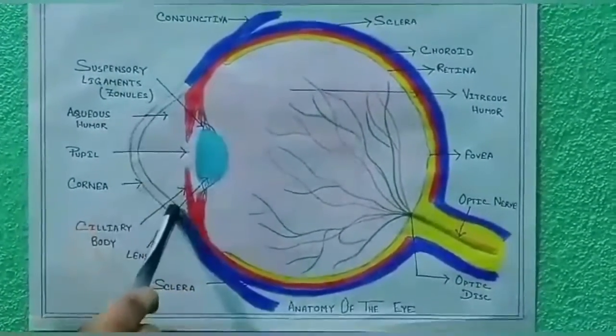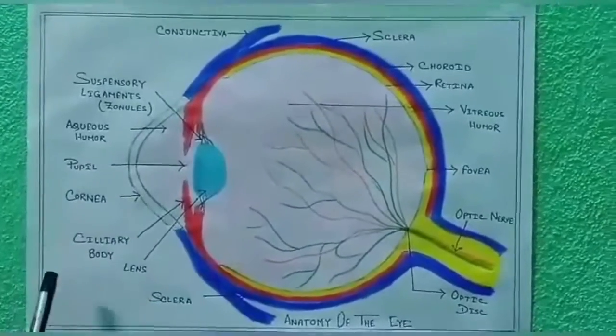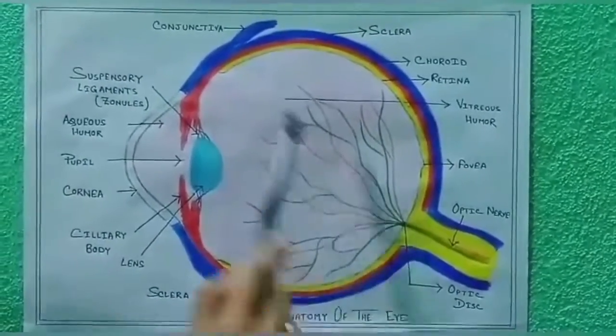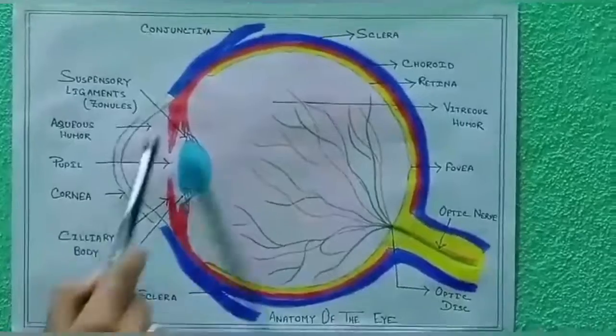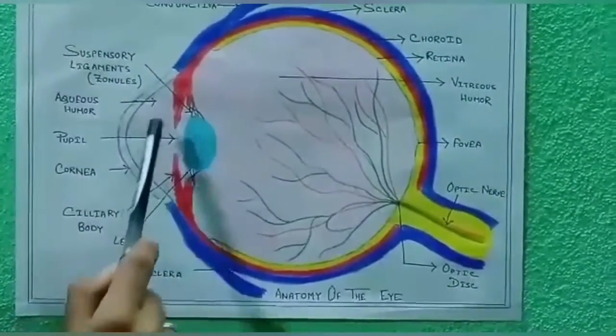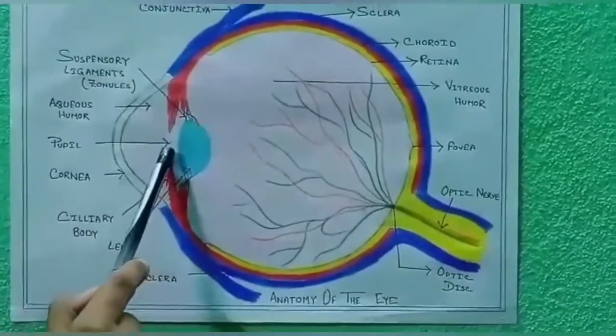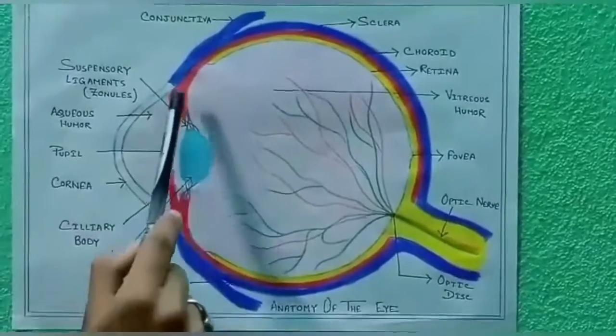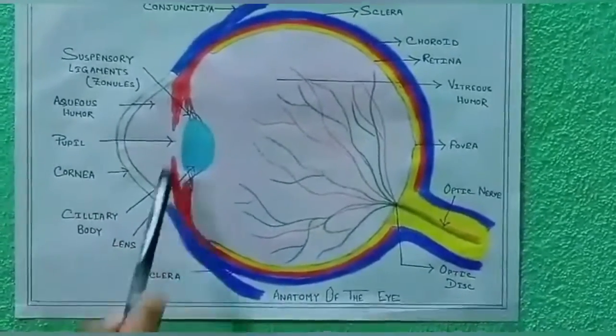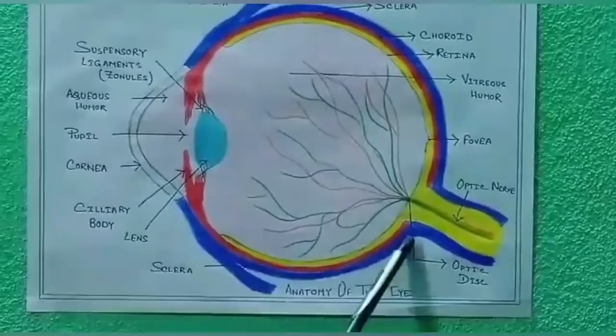This outermost part is the cornea, which is transparent in nature, and the rest of the part is the sclera. Then this is the aqueous humor, and this portion is the pupil, that is nothing but a hole. This is the ciliary body, and this extension is the choroid.